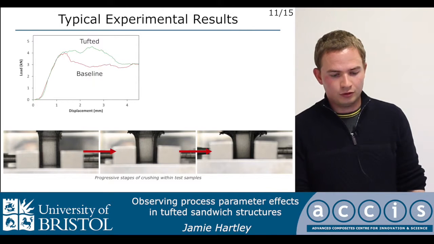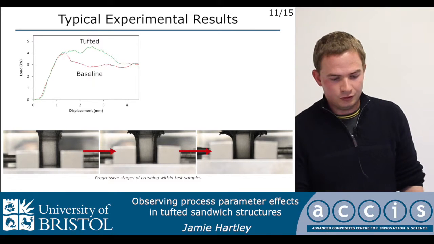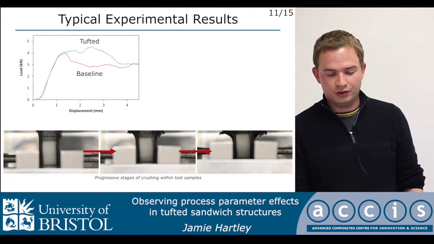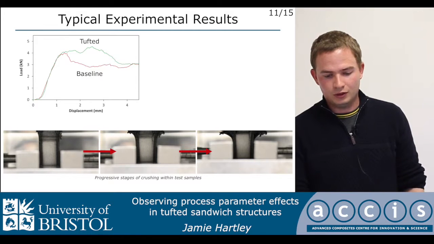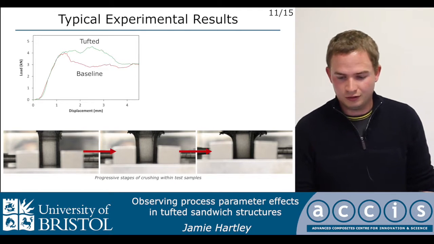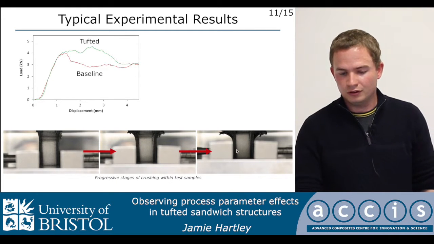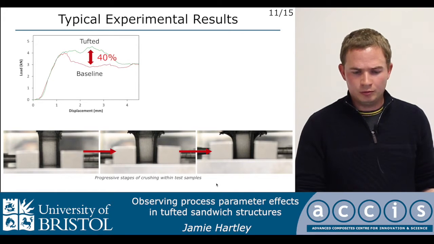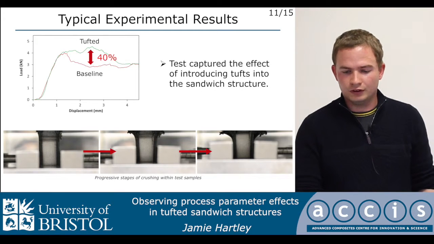Along the bottom are 3 images capturing the various stages of the test. In the bottom left you can see the initial fracture within the trigger region. The central image shows the progression of the folding of the skins and disbond between the skin and the core around the tuft. And finally, the last image shows how this folding motion has continued and the core area around the tuft has started to disappear after the tuft has failed. So as I said, there's a significant increase in the load between the tufted and the baseline, and this shows that this test is successfully capturing the effect of the tuft within the sandwich structure.